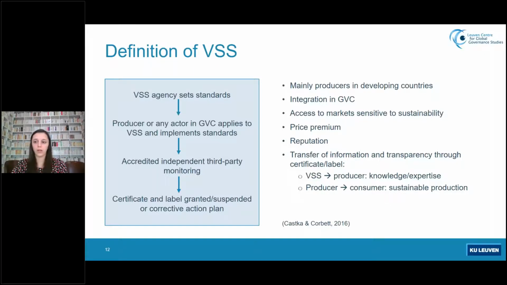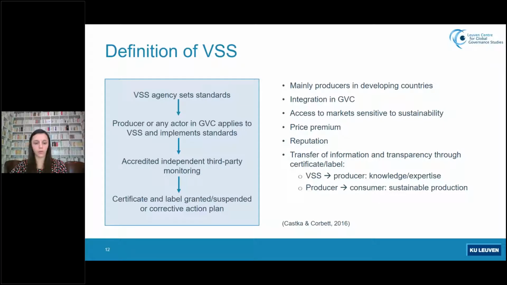And then VSS can also serve as a tool to transfer information from producers, so standards adopters, to consumers or buyers. Global value chains have become very complex, and it's hard for consumers or other intermediary actors along global value chains to know in which conditions the products are produced. So VSS basically help increase transparency in global value chains, because certification or the labels on the products really serve as a proof of compliance with the standards, and it can also therefore serve the producer's reputation. We will see that later in the lecture.